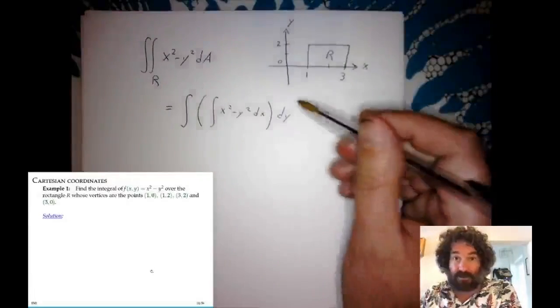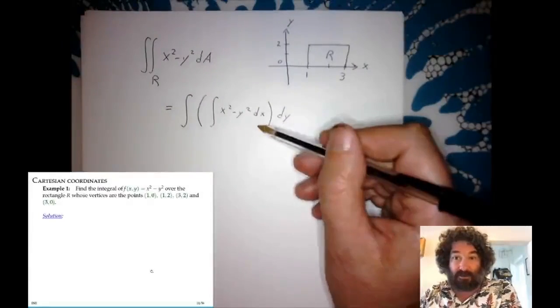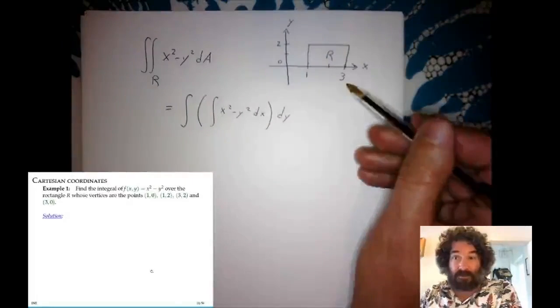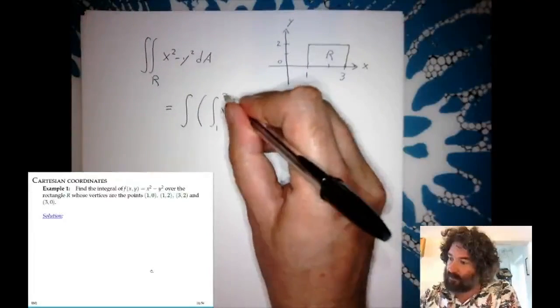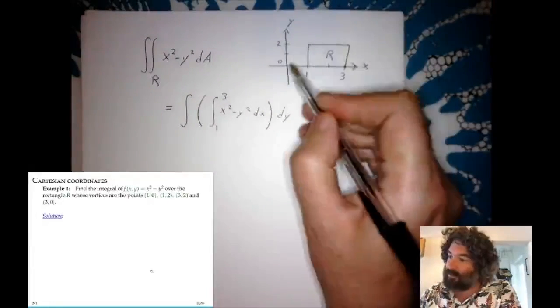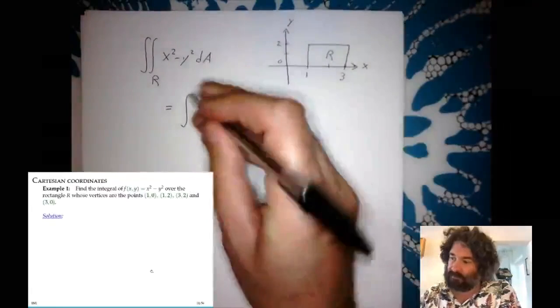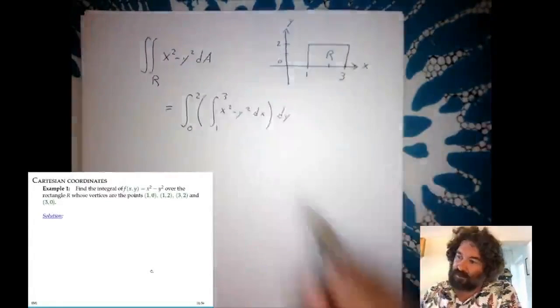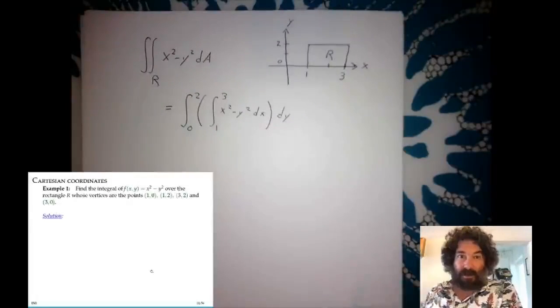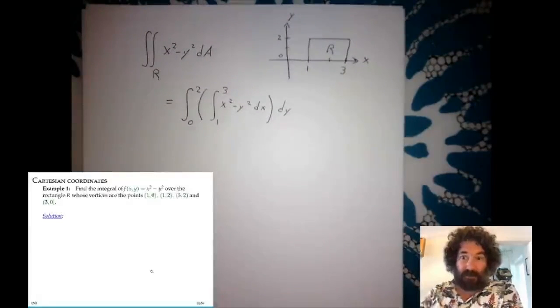in the two integrals. So x, the inner integral, x goes from 1 to 3. And here is 1 to 3. Y, the outer integral, goes from 0 to 2. Okay, and so now we're going to evaluate these integrals. So at this point, it's a matter of evaluating one-dimensional integrals using the fundamental theorem of calculus, which we've done before.